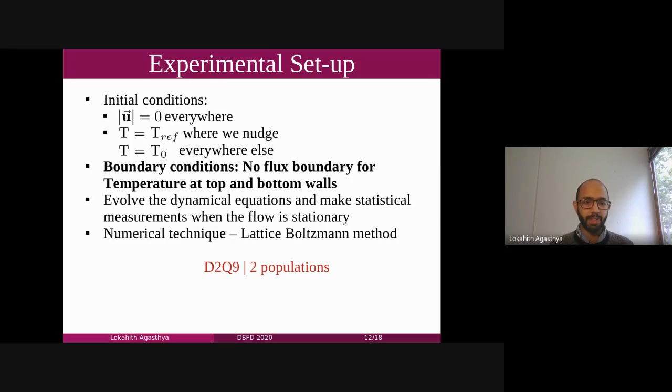And so we evolve the dynamic equations, and we make these measurements once the flow attains a stationary state. Initially we have zero velocity, then the energy increases, and then it attains a stationary kinetic energy. And we use the lattice Boltzmann method, the D2Q9, with two populations.